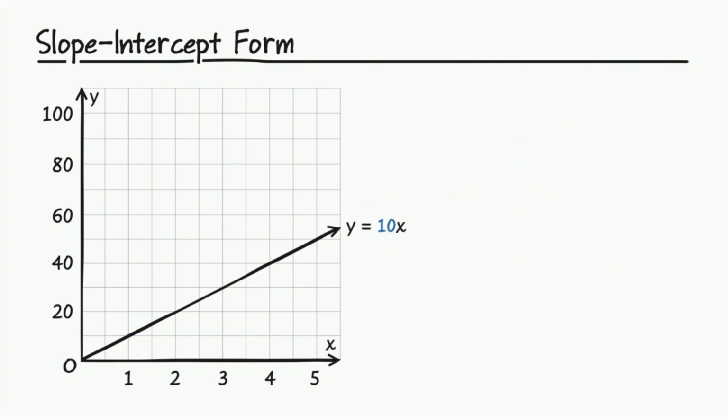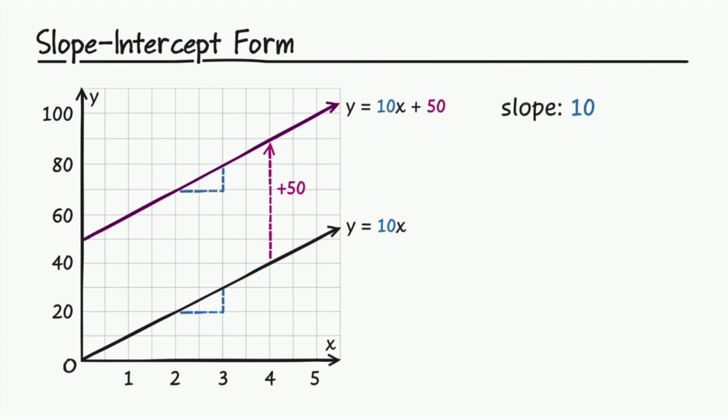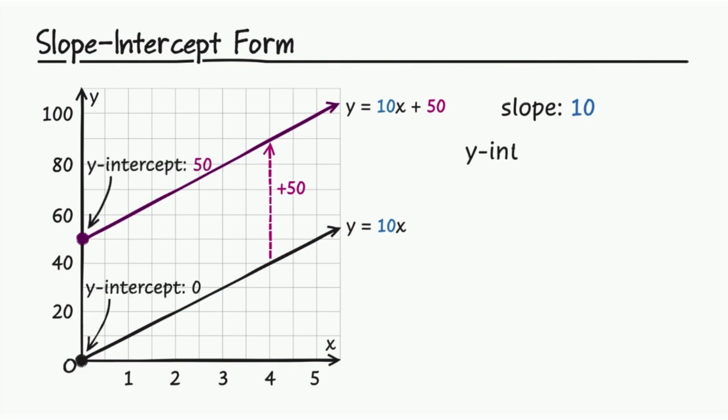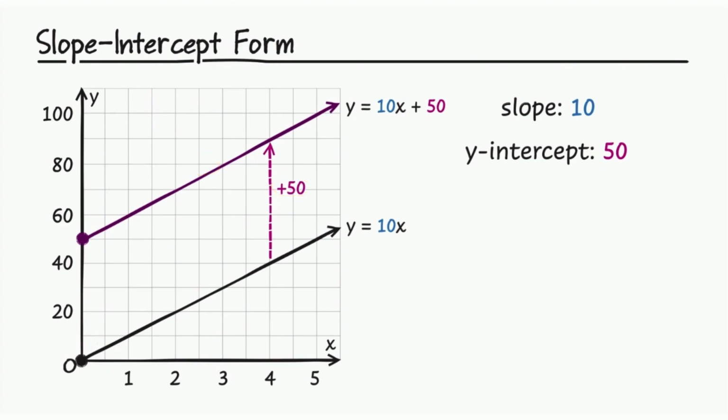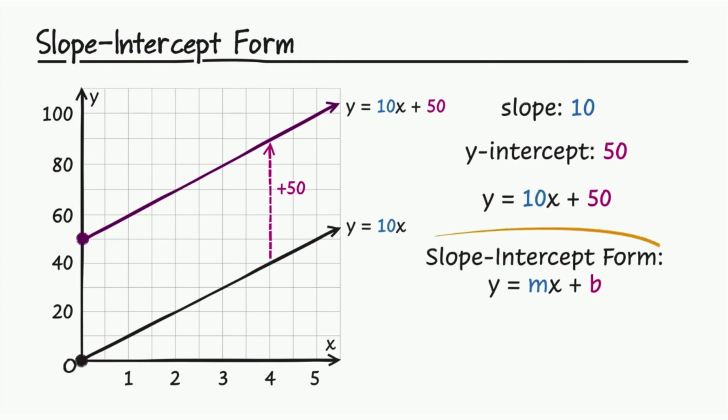Next, students look at translating the graph of a proportional relationship vertically. They find that the image is parallel to the original line and has the same slope. They also see that it intersects the y-axis at a point that is not the origin. So, they recognize that this new line does not show a proportional relationship, and they connect the amount of vertical shift with the y-intercept. Putting it all together, they see that a line with a slope of m and a y-intercept of b has an equation in the form y equals mx plus b, which is called the slope-intercept form of a linear equation.